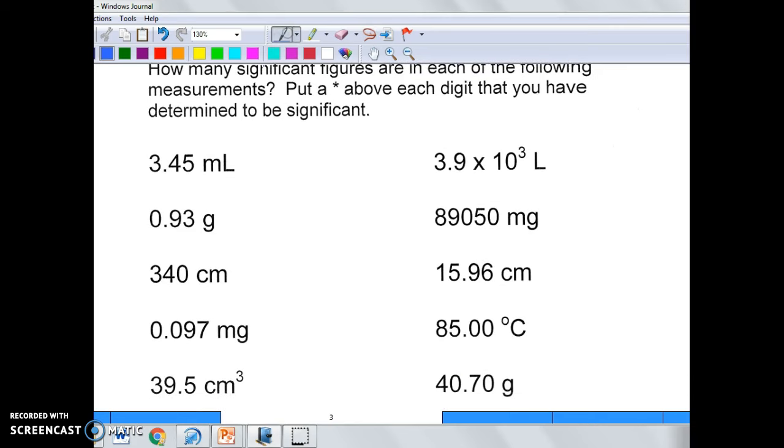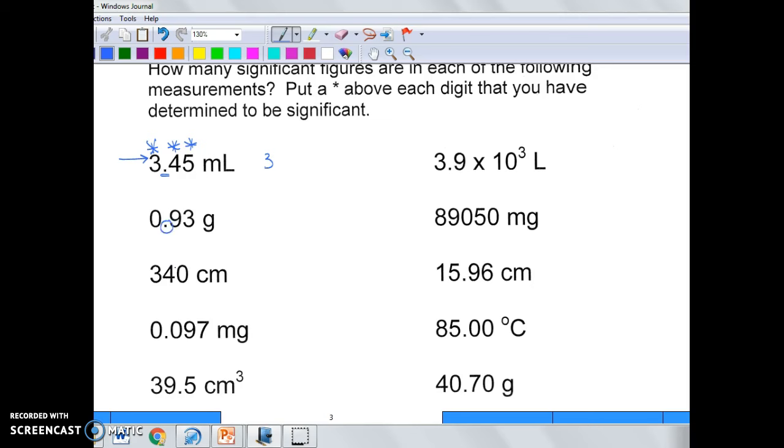Decimal point is present here. So we are going to start from the Pacific side, that's the left. And we start at the first non-zero number. Anything that's not a 0. 1, 2, 3 sig figs here.